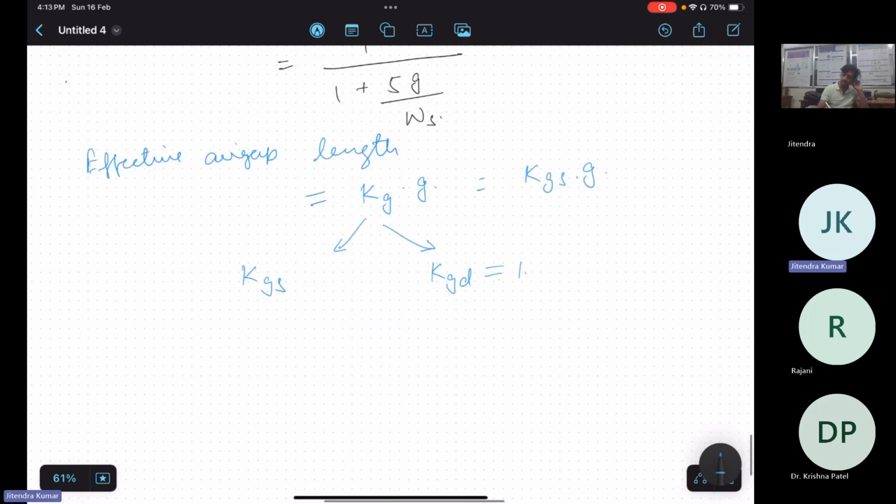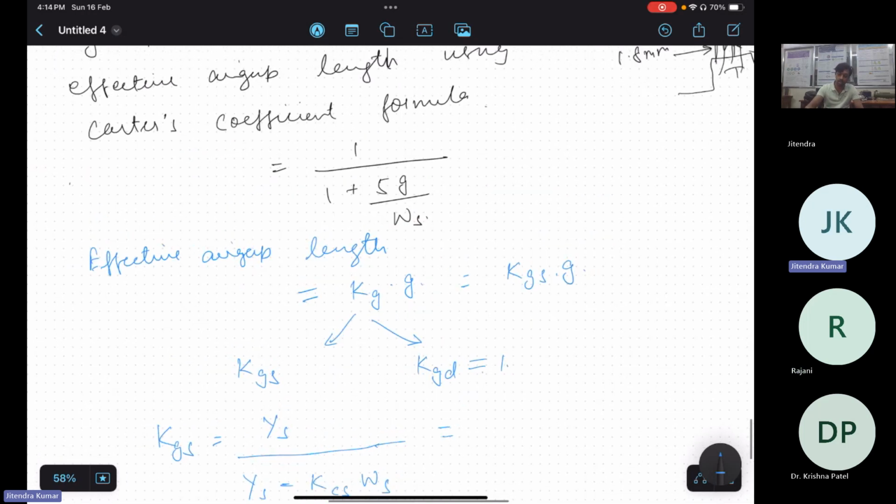If you refer to the lecture, you will find this expression as ys divided by ys minus kcs into ws. Here ys is the slot pitch, kc is the Carter coefficient, and ws is the slot width. So can we calculate kgs from here, from the given information in the problem?